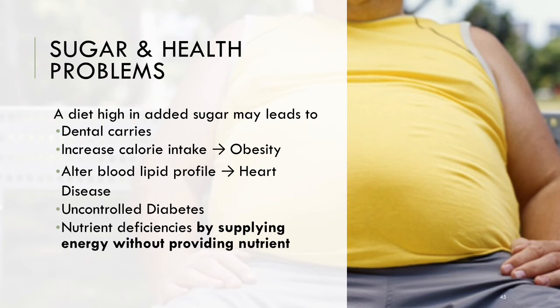A diet high in added sugar may lead to oral issues, dental cavities, and increased calorie intake, which will lead to obesity. It alters the blood lipid profile, which will severely deteriorate your heart health. Then there is uncontrolled diabetes. If a person is diabetic, overconsumption of glucose doesn't help you control your blood glucose level. And if you're taking a lot of empty calories, products with added sugar but without any other nutrients, you may run into nutrient deficiency.